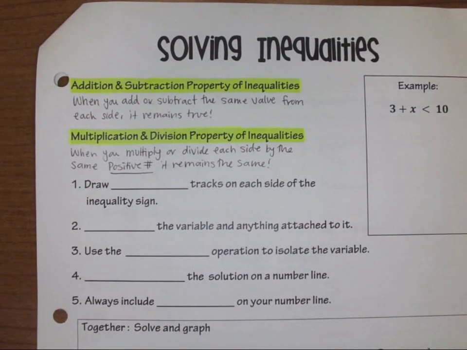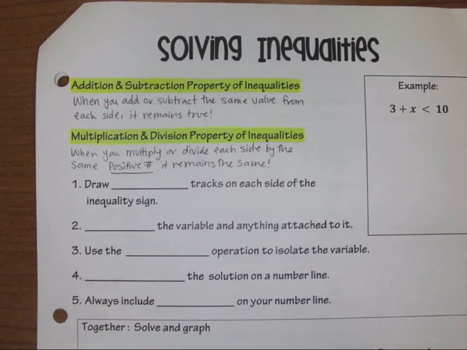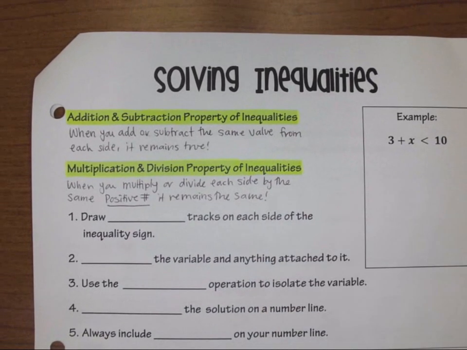This is the multiplication and division property of inequalities. So this rule says that when you multiply or divide each side by the same positive number, it remains the same. Okay, and that means if we multiplied by a negative number, it'll change things, but you're not going to learn about that till 7th grade, so don't worry about negative numbers right now. Just know that if you multiply both sides or divide both sides by a positive number, it's going to stay balanced. Okay, or it stays true is what I should say.